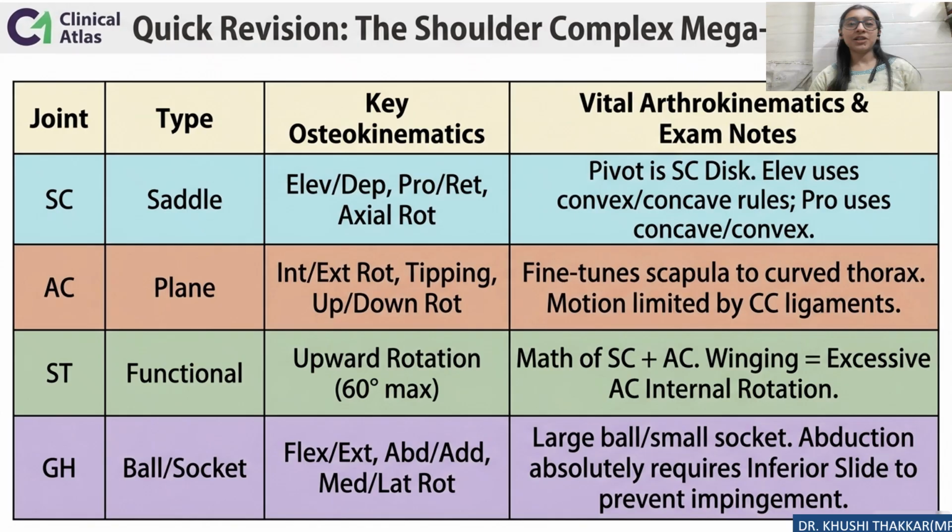And next is the glenohumeral joint, which is the ball and socket variety of synovial joint involving movements of flexion extension, abduction adduction, and medial lateral rotation. Remember, it is a large ball and a small socket. Abduction absolutely requires inferior slide to prevent impingement. And I had asked you the question, who provides this inferior slide? The answer is rotator cuff muscles. I'm sure you answered it rightly.